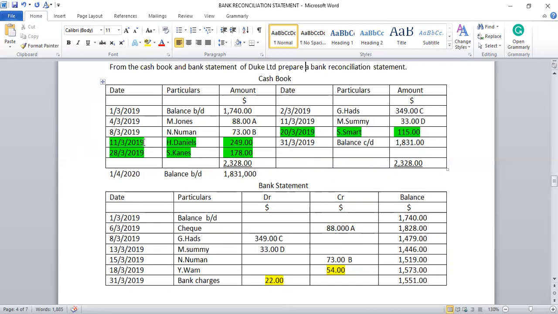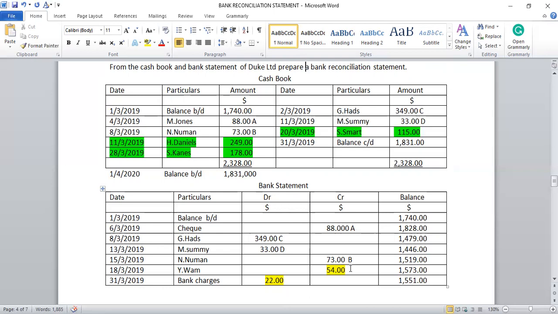Okay, now we see this one, 11th March 2019, A Daniel, $249. It has been debited in the cash book, but it has not been credited in the bank statement. So it's an uncredited check, and we note that one also. Then 28th March 2019, S Kate, $178. It has been debited, or received, in the cash book, but it is not here. So we also note that it's an uncredited check, because it has not been credited in the bank statement. So it's all uncredited checks.